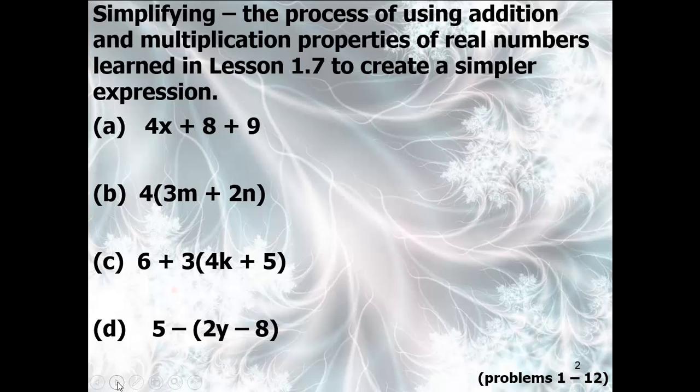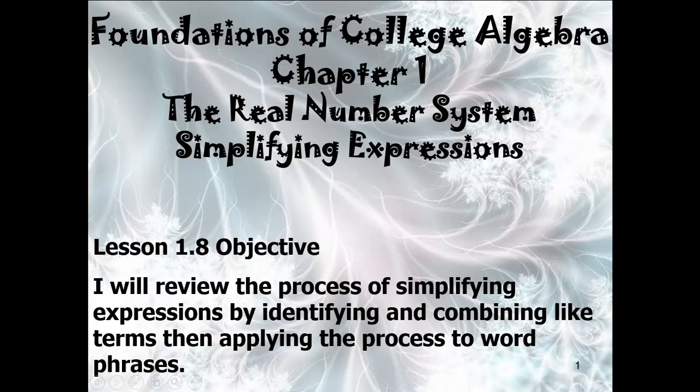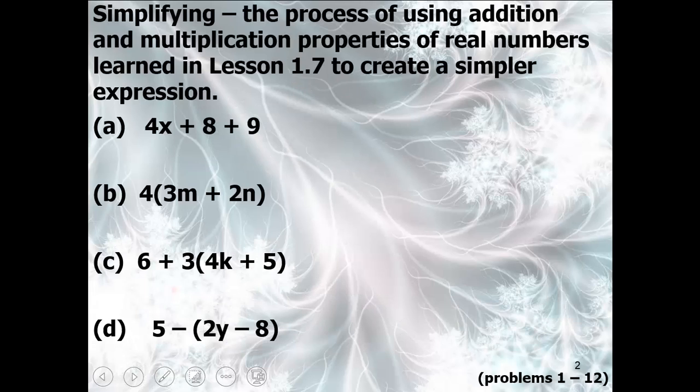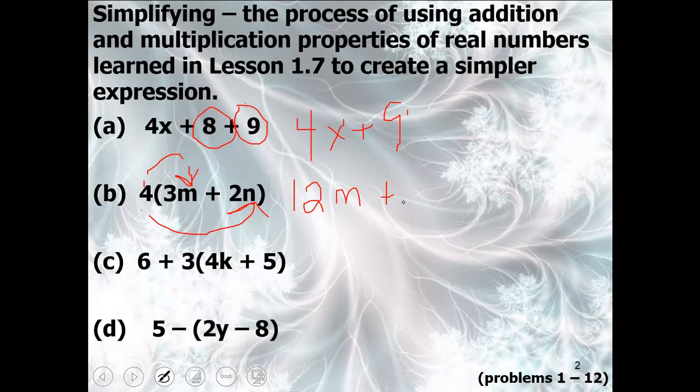It's the process of using addition and multiplication properties of real numbers, the ones that we learned in 1.7, to create a simpler expression. In example A, we can combine the 8 and the 9 together because they are like things, and we get 4x plus 9. Now remember, we learned the distributive property, and in example B, we're going to multiply this 4 outside by each and every term on the inside. So we would get 12m plus 8n.